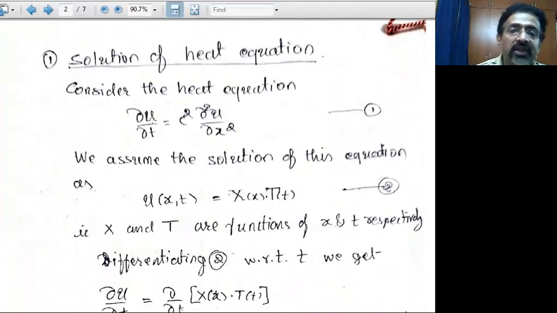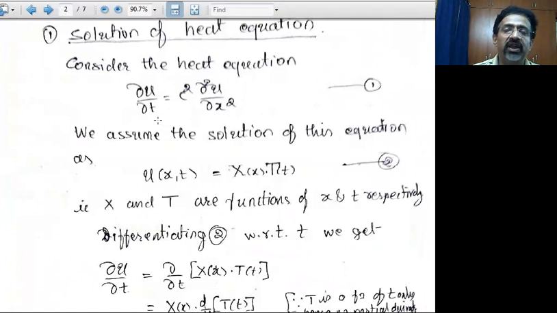I know the heat equation is given by del u by del t is equal to c squared times del squared u by del x squared. This c squared depends on the properties of the material like specific heat, Fourier's constant, all those things. It depends on the physical or specific properties of the material. So del u by del t is equal to c squared times del squared u by del x squared. So I consider this heat equation. Now this u is the heat function.